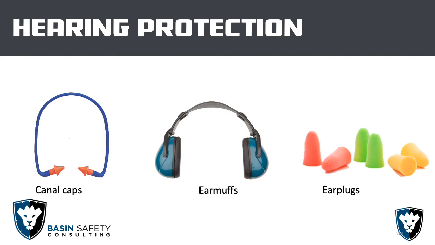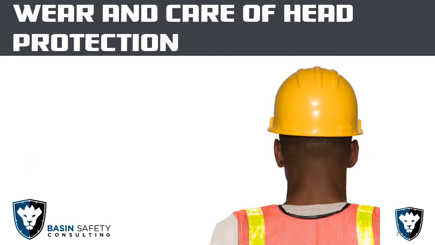At 30, you can get 100 decibels, and typically that's going to be covered by wearing both earplugs and earmuffs. Canal caps usually only really help at about 2 to 3 decibels over 85. Not a great hearing protection option. So head protection, a few different things about this. You want to make sure it fits properly. You want to make sure it's inspected before each use.